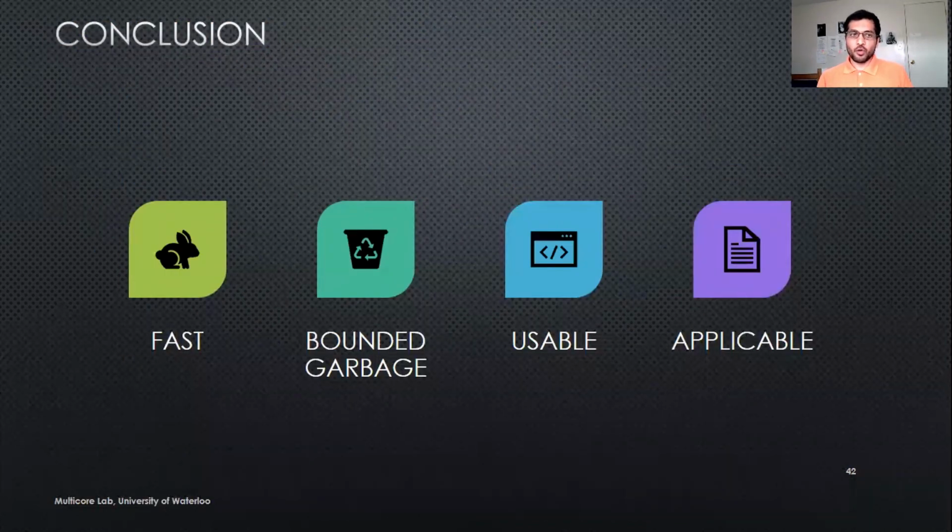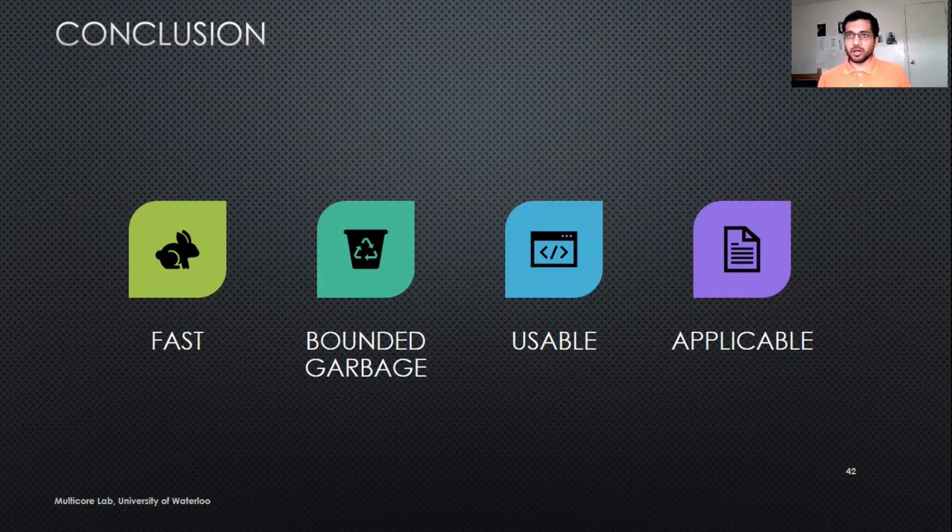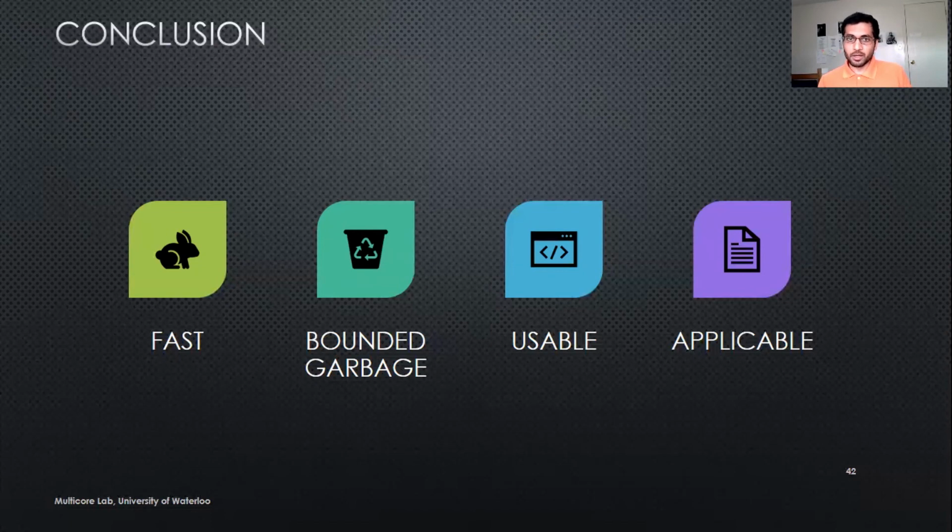So in conclusion, we have seen that if we design our consensus mechanism in SMR carefully, we can manage to attain all of the desirable properties. So NBR plus is faster and bounds the garbage, is fairly usable, and applies to multiple data structures. As far as applicability is concerned, there are some data structures to which NBR may not apply. We discussed that at length in our paper, so we refer you to read our paper for that.